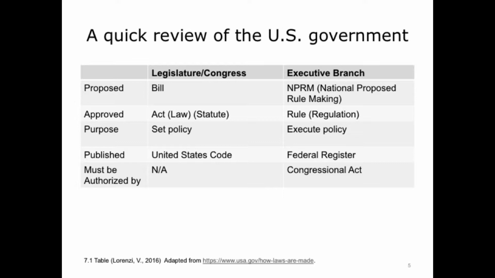The executive branch is responsible for creating regulations that implement and execute congressional acts. This starts out with a proposed regulation, which is called an NPRM, or National Proposed Rulemaking. When the proposed rulemaking is finalized, it becomes a regulation, or a rule, and its purpose is not to set policy, but to execute policy. The regulation is published in the Federal Register and is authorized by a congressional act. Although this unit focuses on federal policy, note that state and local governments have similar structures, and that state and local governments also have acts and rules that impact health IT.